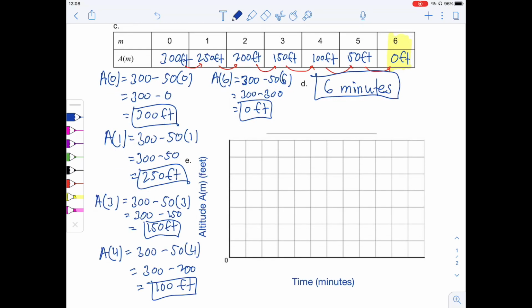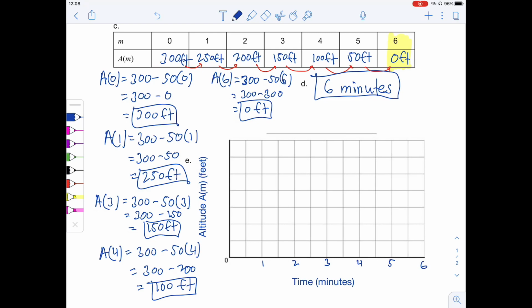Okay, for the graph part, our input values, which is our minutes, is always on the x-axis, right? So our time in minutes. Our output values, our answers that we got, is going to be on the y-axis. So altitude, A of m, which is in feet, right? And we're going to write what units there are. So for minutes, we need to go 0 through 6. So 0, we can skip 1. So 1, 2, 3, 4, 5, 6, and it fits perfectly.